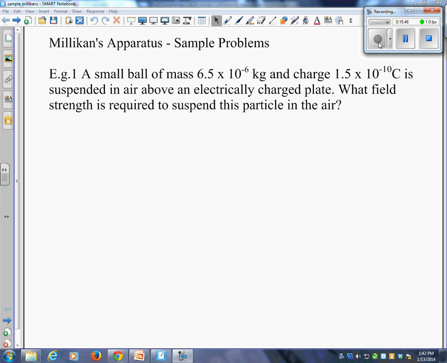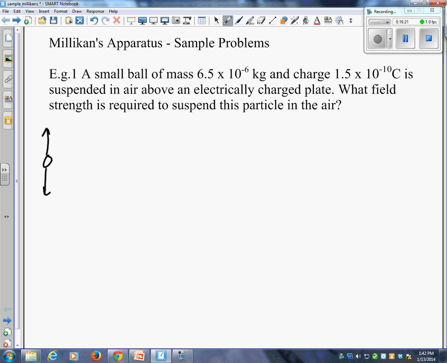A small ball of mass 6.5 times 10 to the minus 6 kilograms and a charge of 1.5 times 10 to the minus 10 coulombs is suspended in air above an electrically charged plate. Your job number 1 when you're doing a Millikan type question is look to see if the object is suspended or not. If it's suspended, what does that mean? It means the forces are equal. Exactly, Steve. It's a lot harder when it's not suspended. What field strength is required to suspend this particle in the air?